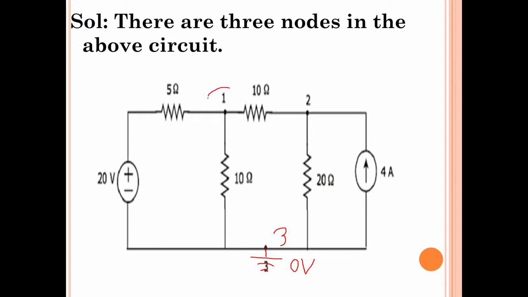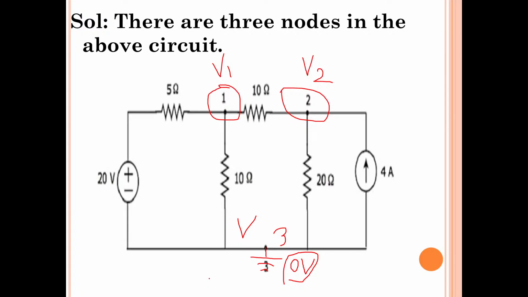Okay, so we can assume node voltages. You can write node voltage at node 1 as V1, at node 2 as V2, at node 3 as V3. And what is the V3 value? It is 0 volts. V3 is 0.